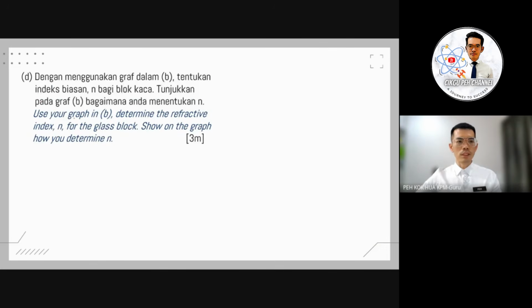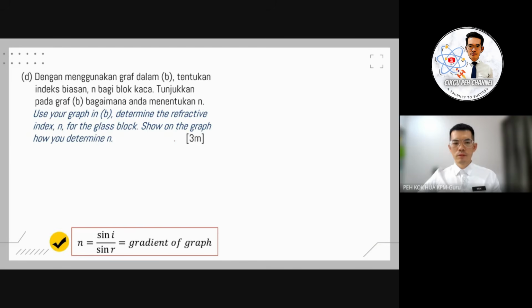Next, question D. Use your graph in B. Determine the refractive index n for the glass block. Show on the graph how you determine n. So how do you determine n? As I mentioned just now, the refractive index, with the formula sine I over sine R, is actually the gradient of the graph. So that means in this question, we need to determine the refractive index, so we need to calculate the gradient of the graph.